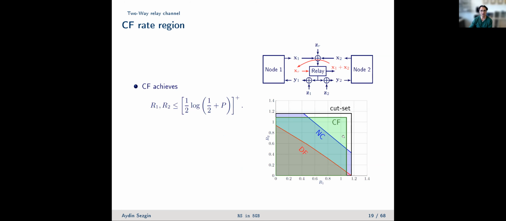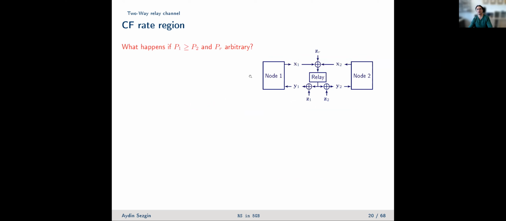So let's move on. If we now apply this to the rate region, this is how it looks. You see that's decode and forward, that's network coding, and this is what we get from compute and forward. Now, as I mentioned, we can do a combination of network coding and compute and forward, and then we get this purple region, which is obtained by time sharing between network coding and compute and forward.